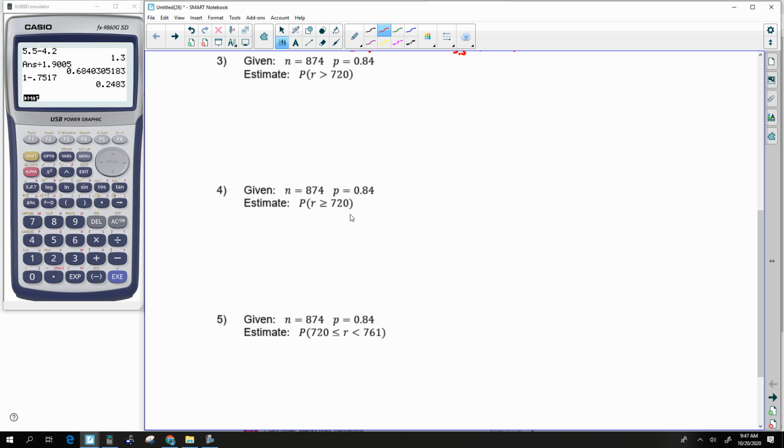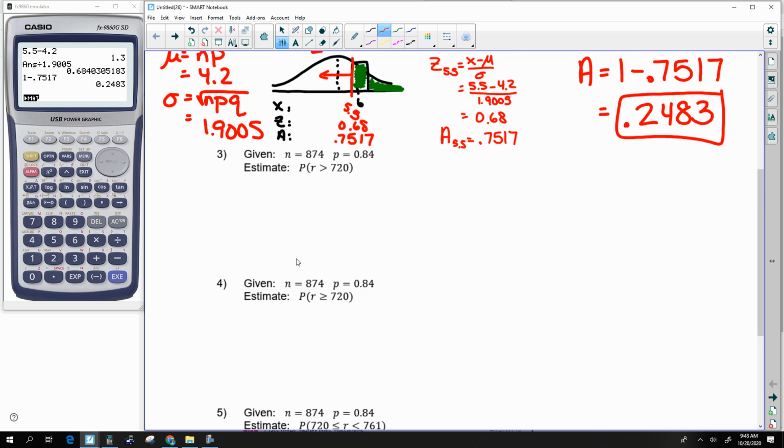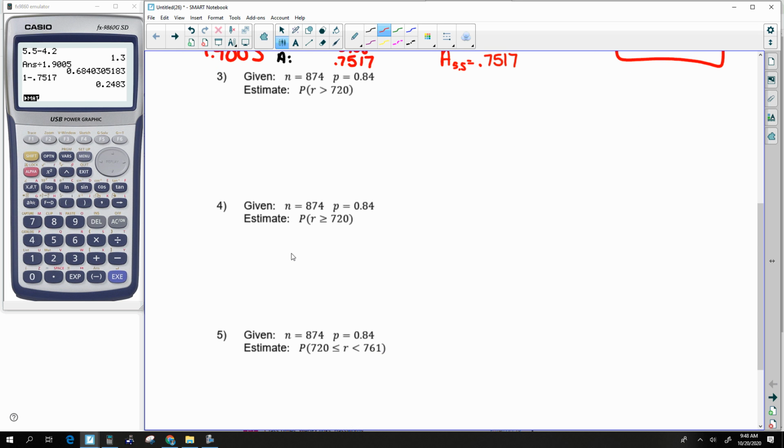Okay, notice with these last 3 problems, the n and the p are all the same. So that implies that the q is going to be the same. And so that would mean the average and the standard deviation are going to be the same on all 3 of these problems. They're all a little bit different, but at least the average and the standard deviation are going to be the same. So as soon as I find it once, I can just reuse that information.